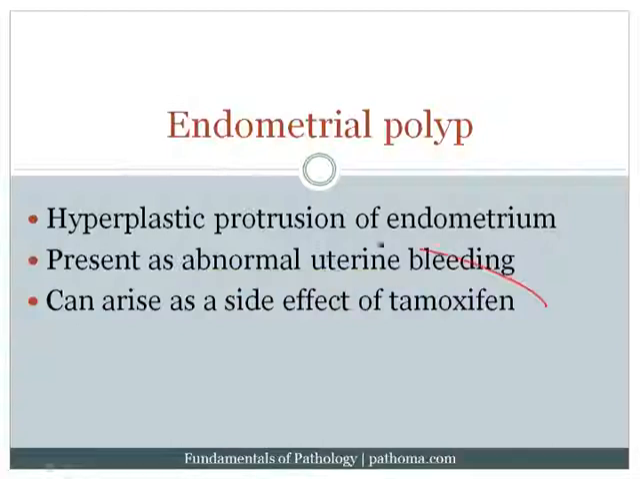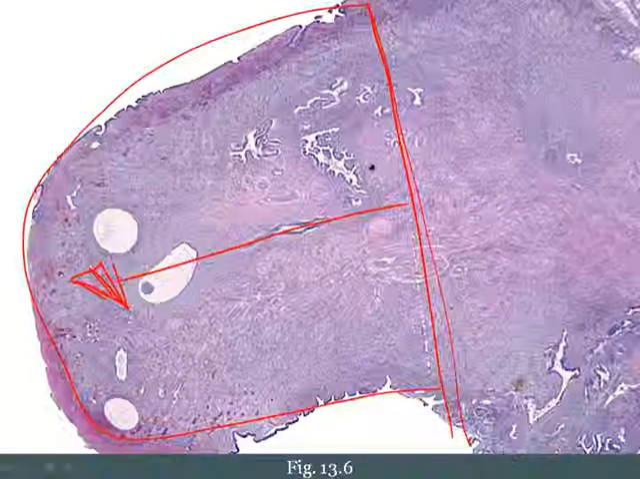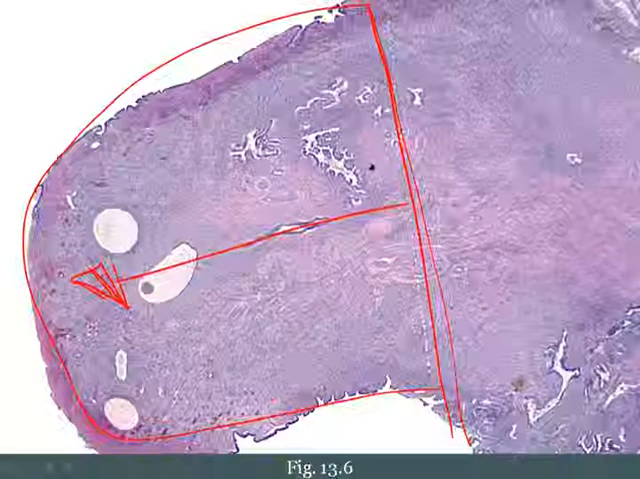Now, one very important high-yield pharm association here is that the patients can actually develop endometrial polyps as a side effect of tamoxifen. A little bit counterintuitive because when you think about tamoxifen, you think about its anti-estrogenic effects, especially in the breast. However, it's important to note that tamoxifen is anti-estrogenic on the breast, but it has weak pro-estrogenic effects on the endometrium. And it's those pro-estrogenic effects of tamoxifen that result in the production of an endometrial polyp. This is again the picture of the endometrial polyp, which I've already explained and is present in your text.